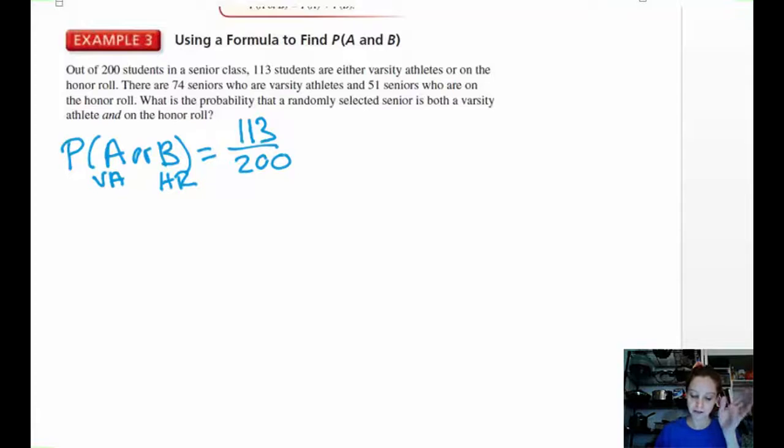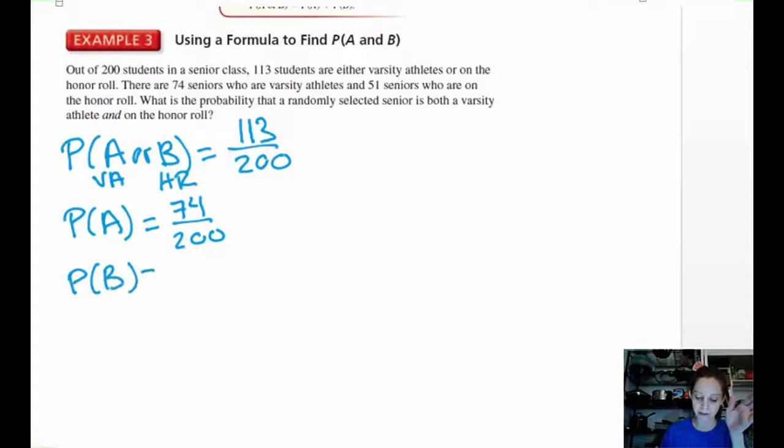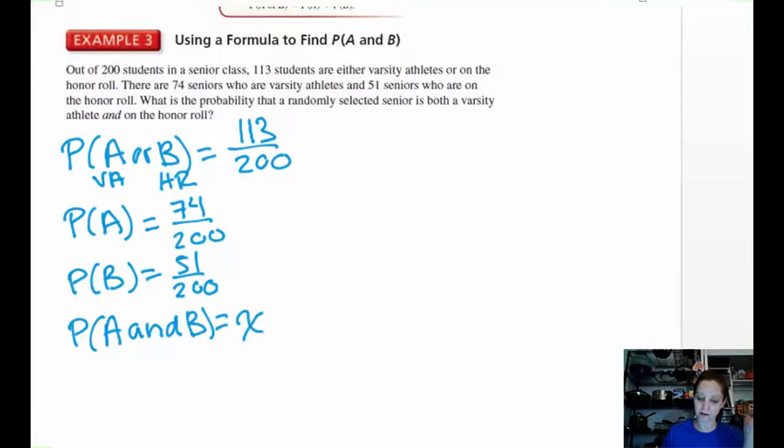There are 74 seniors who are varsity athletes. So the probability of A is 74 out of 200. And 51 seniors who are on the honor roll. The probability of B is 51 out of 200. What is the probability that a randomly selected senior is both a varsity athlete and on the honor roll? So the probability of A and B is what we are trying to find.